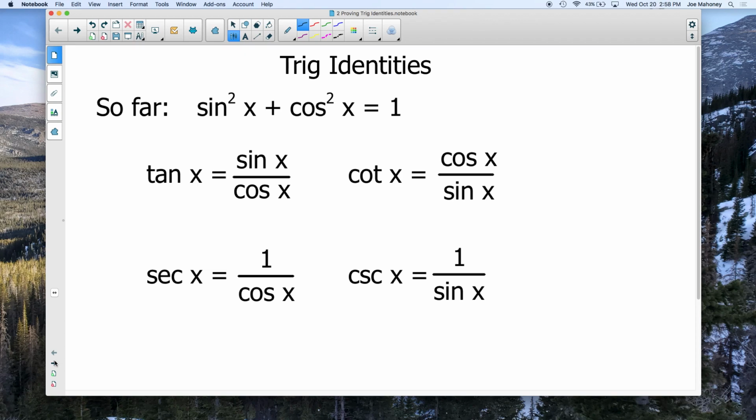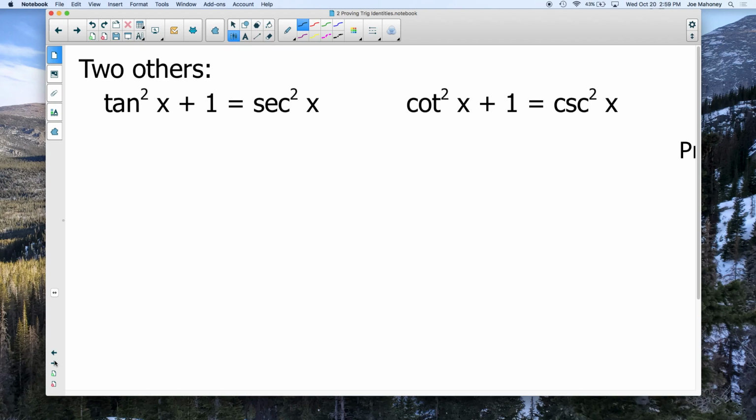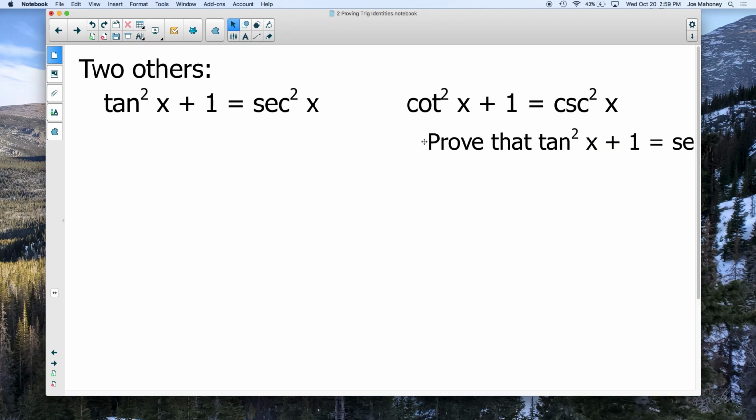Well, there are two others that we want to talk about for a little bit. The first one is that the square of tangent plus 1 equals the square of secant. And also that cotangent squared plus 1 equals cosecant squared. And what I'd like to do to show you about proving some identities is, let's take a look at how we would prove that one of these is true. So here's how we can get this other identity.